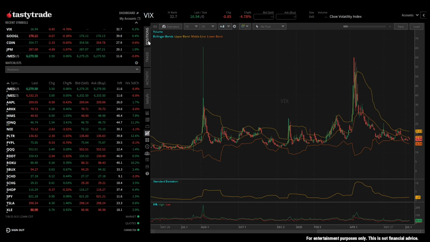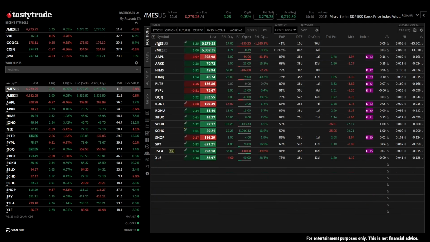So that is why, especially when I talk about strangles, I've got to see an IV rank of 30 to sell a strangle. Iron condors as well. You've got to see an IV rank of 30 to sell an iron condor. It's not even a strategy I would consider if the IV rank is lower than 30.